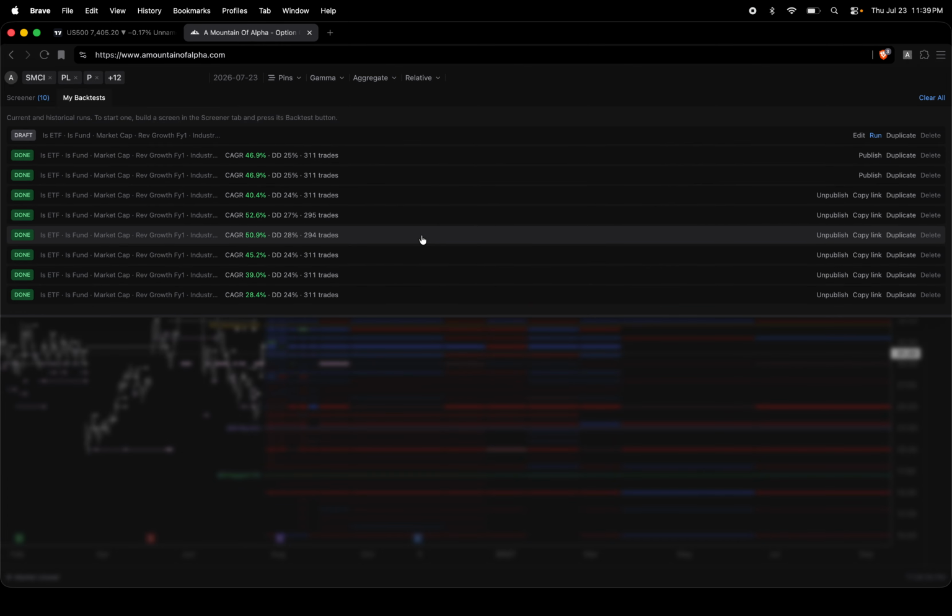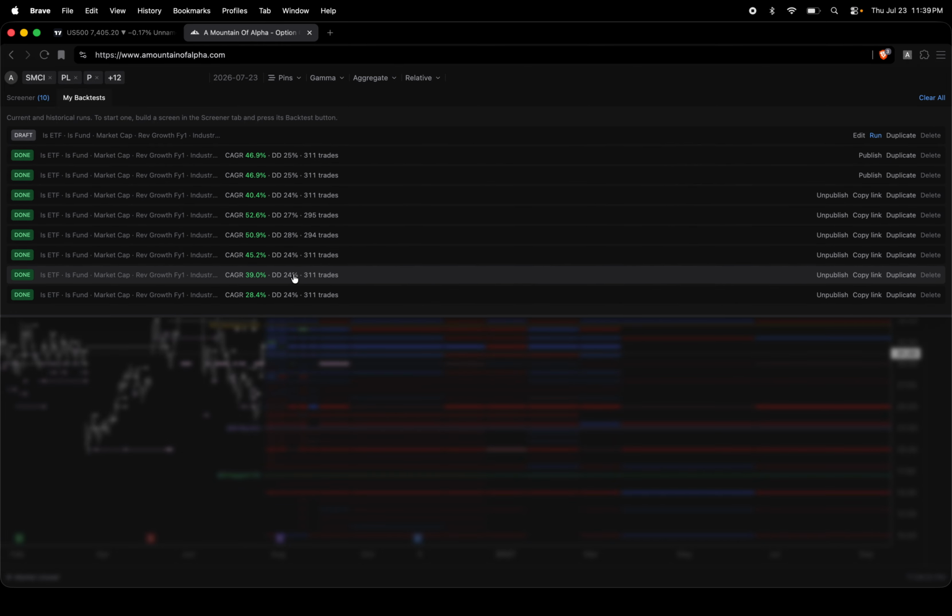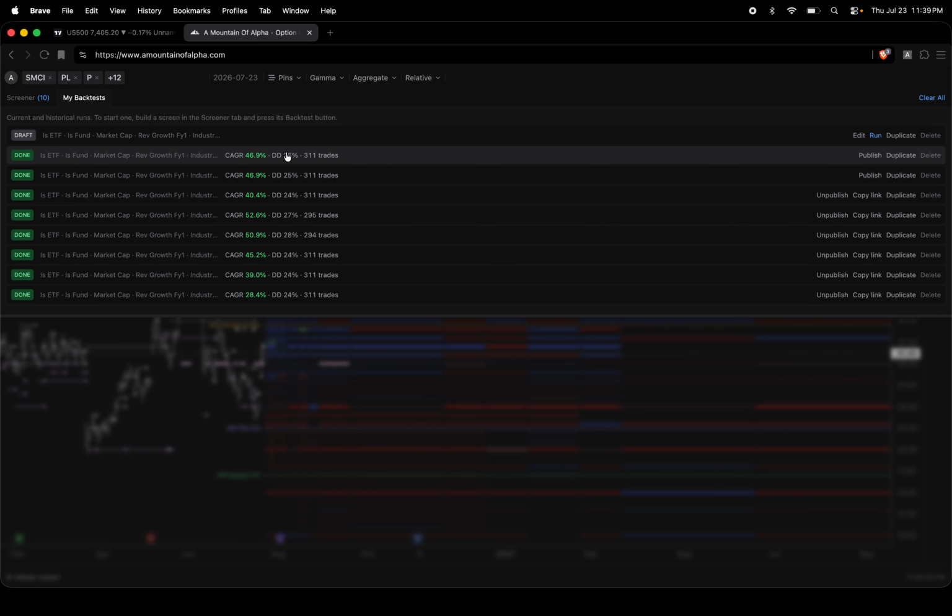But on the backtesting ones, what's interesting is you could see here how the first one here is a 39% CAGR with a 24% drawdown. Now this is mark to market monthly. So it's not really the drawdown, it's kind of a fake drawdown number. And that's one thing I've implemented again.